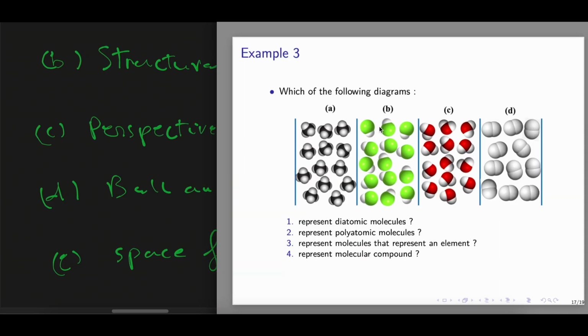So to finish this part of molecules and compounds, we do this third example. So here we have 4 different types of substances. We are asked to determine which of the following diagrams represent a diatomic molecule, a polyatomic molecule, molecules that represent an element, and the molecules that represent a compound or molecular compound. So we start by the first one, the A.